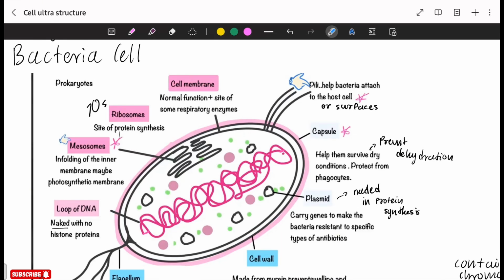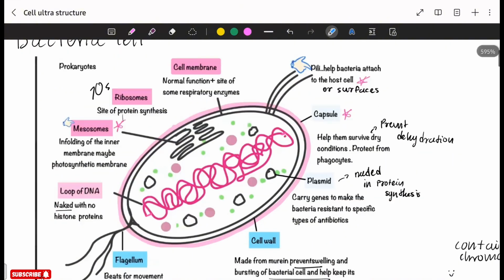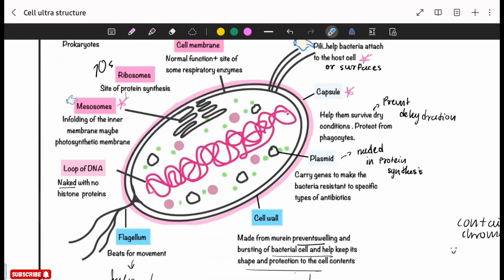And the capsule, which is the outer layer here, helps them survive dry conditions. For example, in desert areas or any other dry conditions, by preventing dehydration it helps the bacteria survive. It also protects from phagocytes. We know phagocytosis, and the cells that do phagocytosis are phagocytes.